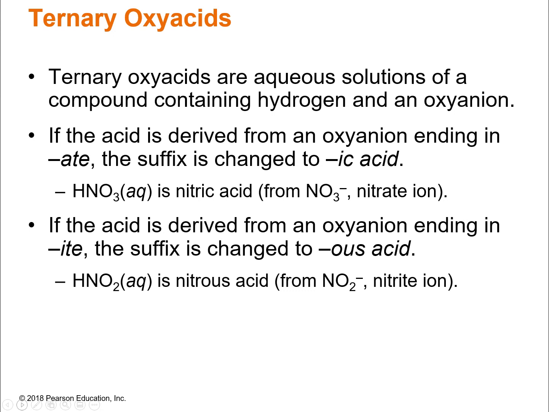Now we've got to talk about ternary oxyacids. We're talking about those polyatomic anions, which most of them are oxyanions. The ternary oxyacids are made with hydrogen plus an oxyanion. So that is a ternary oxyacid.